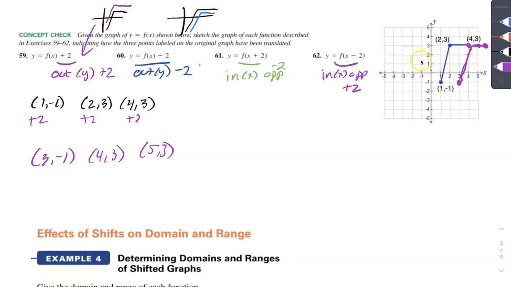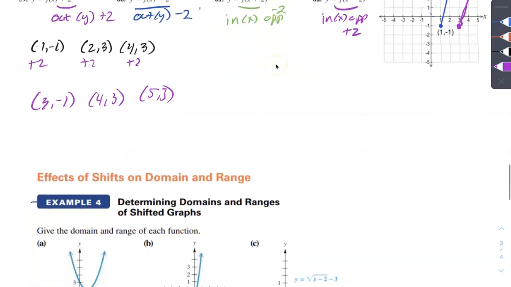So that's one way to do it. Anytime you see these shifts, you just get your points, and then just add stuff to your x values or your y values. It works the same way.